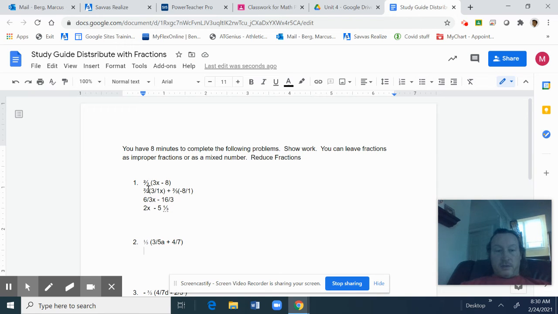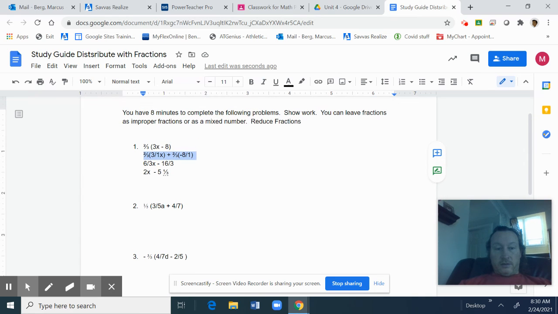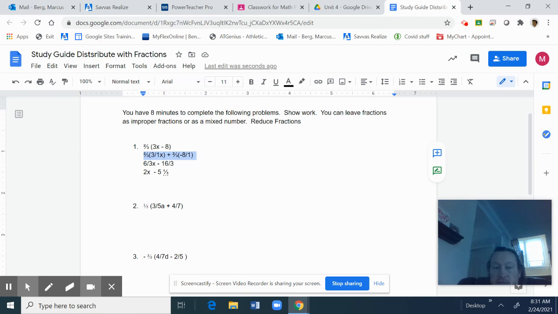Do the same thing here. I want to see this step. And then multiply it out. You're going to do numerator times numerator, denominator times denominator. Make sure you do it for the first term and the second one. That's where people make mistakes. They sometimes forget about the second one.